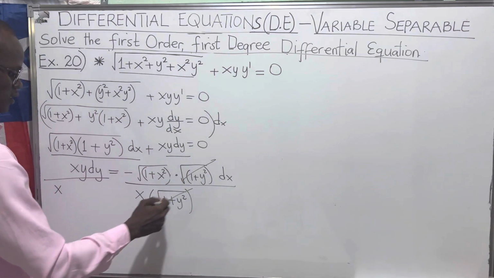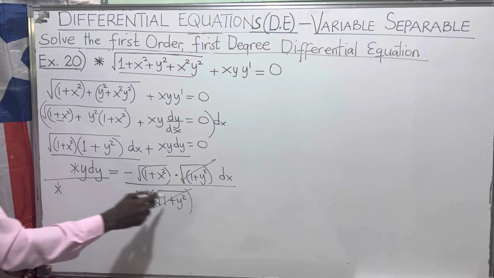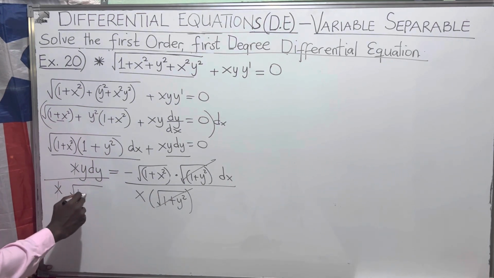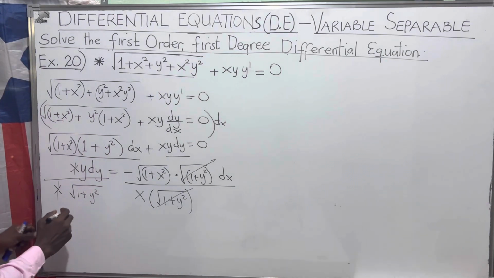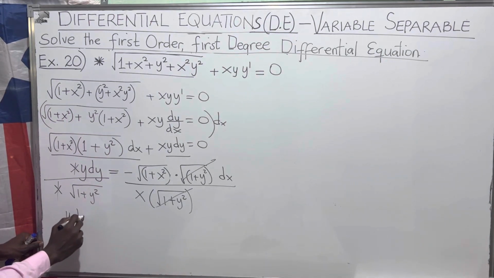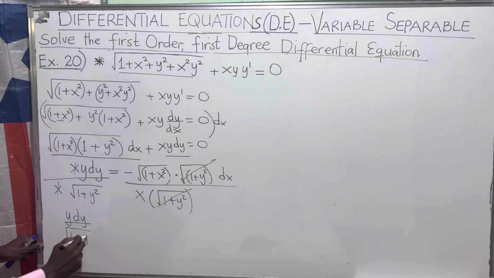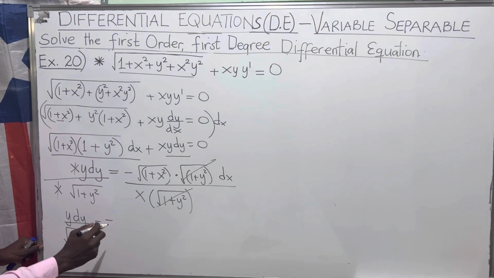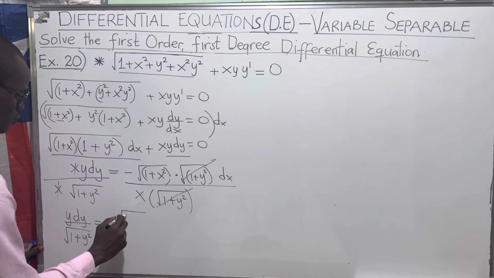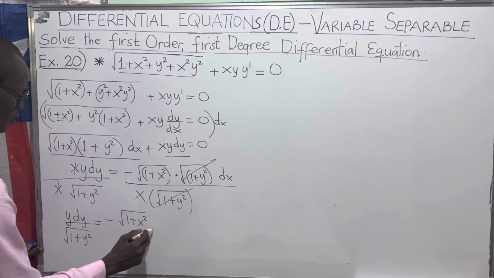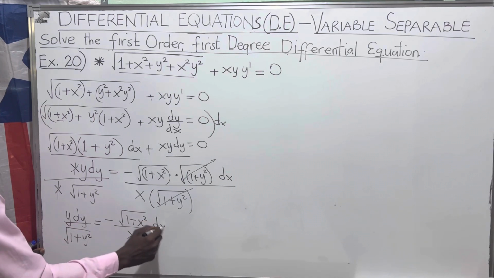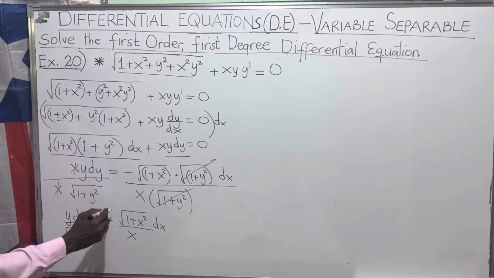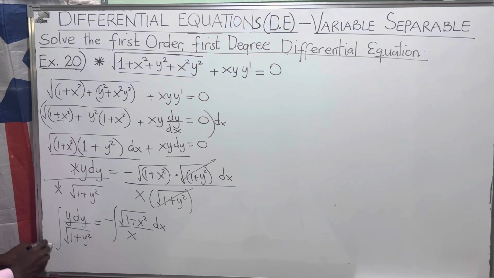So this and this will cancel, and then y and y. We divide this one also on this side, 1 plus y squared. So we'll now be left with y dy all over the root of 1 plus y squared equals negative the root of 1 plus x squared all over x dx. Because the variables have been separated now, we can integrate both sides.